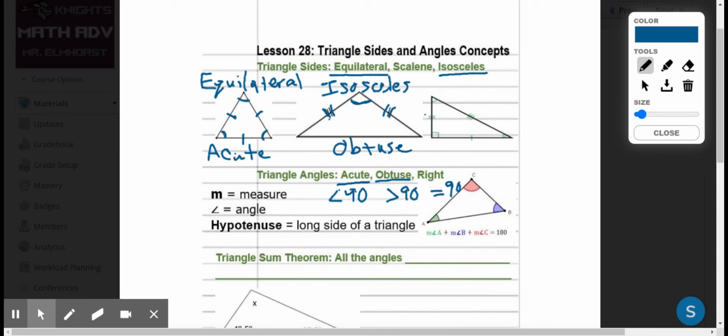So the last one, where it has 3 different measurement sides, so none of the sides are equal, is going to be scalene. And when we have this little square in the corner, that means it's equal to 90 degrees. And so that is going to be a right triangle. So this is a scalene right triangle.